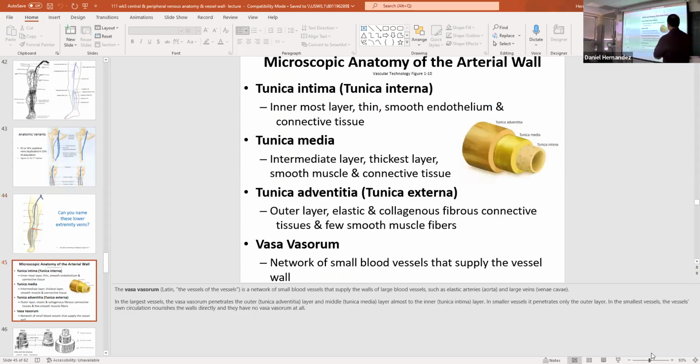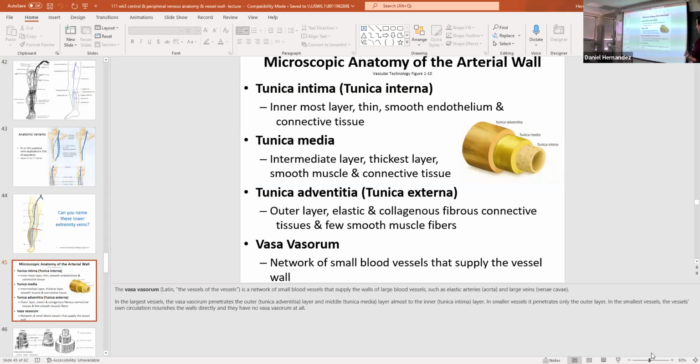So that tunica intima is that innermost layer. It's comprised of smooth endothelial cells and connective tissue. The middle layer is the tunica media. This is the thickest layer when we're talking about the arteries. It's comprised of smooth muscle and connective tissue. So this is really what helps to give the artery its stiffness and ability to handle those increased pressures.